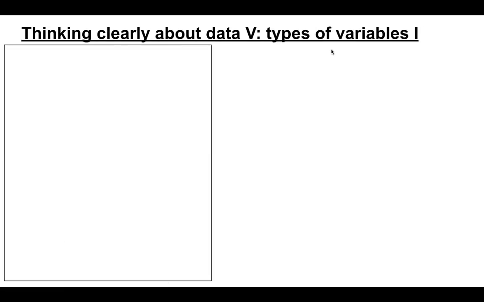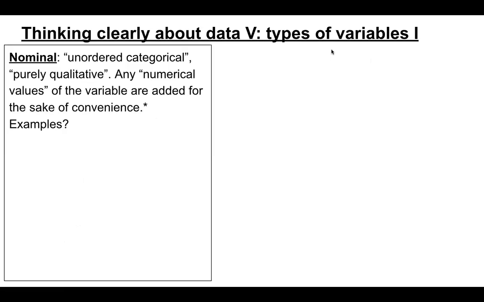Apologies, folks. So let's talk about types of variables. So we'll start with what are called nominal variables. This is a type of qualitative variable, but I'll come back to qualitative versus quantitative in general. Nominal variables are what are called unordered categorical variables or purely qualitative ones. What that means is that any numeric values of the variable are totally arbitrary. Some common examples might be race, religion, or gender.